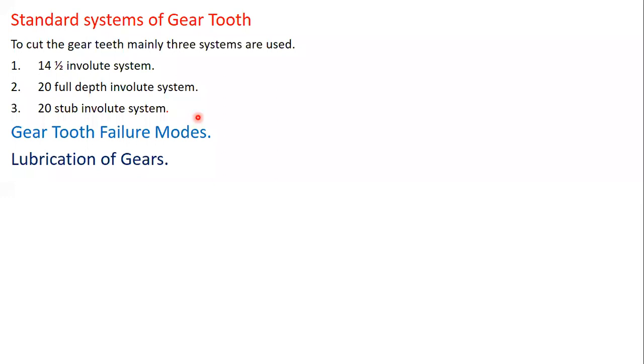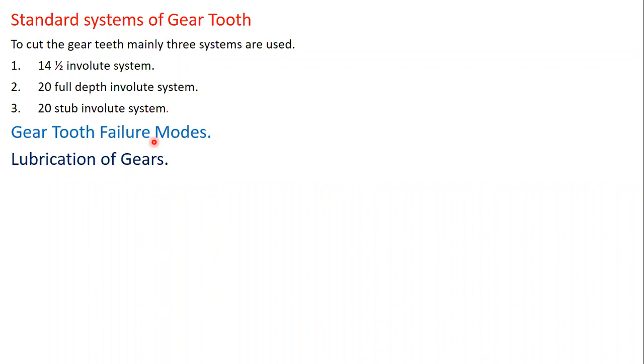And the last one is scoring. It is the failure due to metal to metal contact. When metal to metal comes in contact, scoring happens. As a result of that, material or metal removal takes place from either of the gears. These are the different types of failure modes which you can observe in the gear tooth or the gear system.